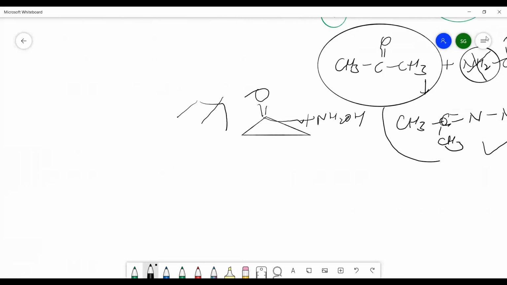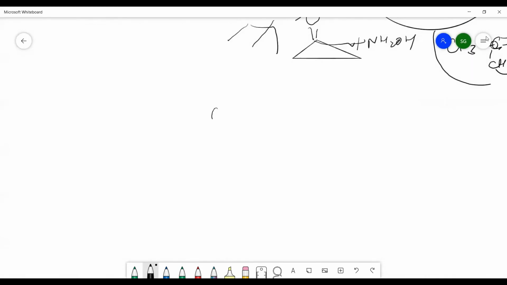Ethylene ketal of hexan-3-one. Ethylene ketal means starting from hexan-3-one. So what will be hexan-3-one? It will be CH3, CH2, C double bond O, CH2, CH2, CH3, numbered 1, 2, 3, 4, 5, 6. This is hexan-3-one.